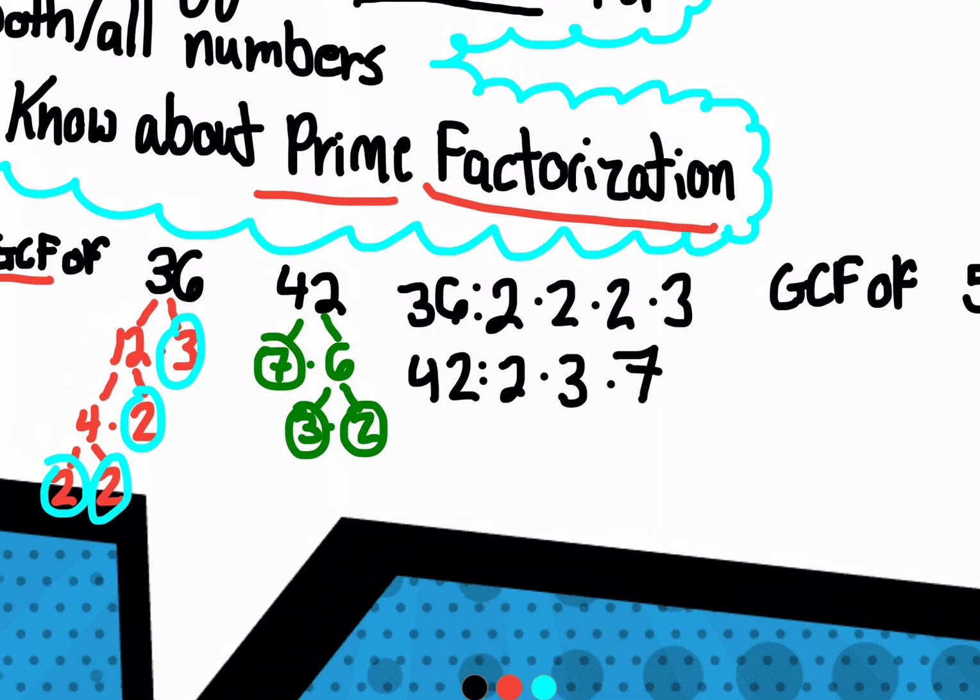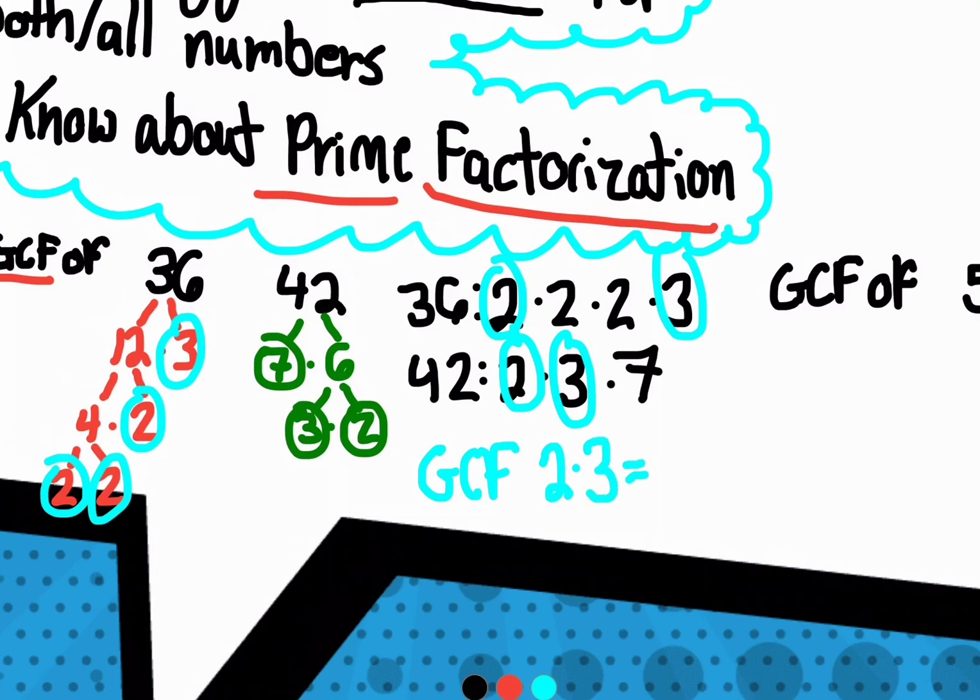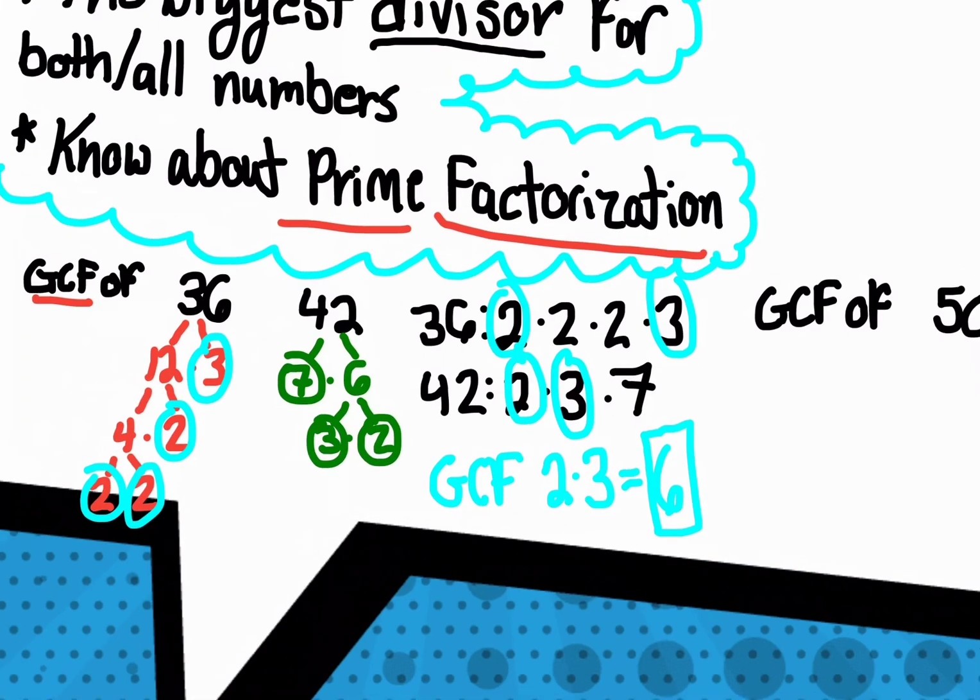To find the greatest common factor, you circle the ones that they have in common one at a time. So I see a 2 down here, a 2 up here. I don't see any more 2s in the 42, so I can't do that. I see a 3 down here, and I see a 3 up here. So that means my GCF is equal to 2, because we have these two, times 3, which is 6. That means the biggest thing that goes into both 36 and 42, our largest divisor, is 6.